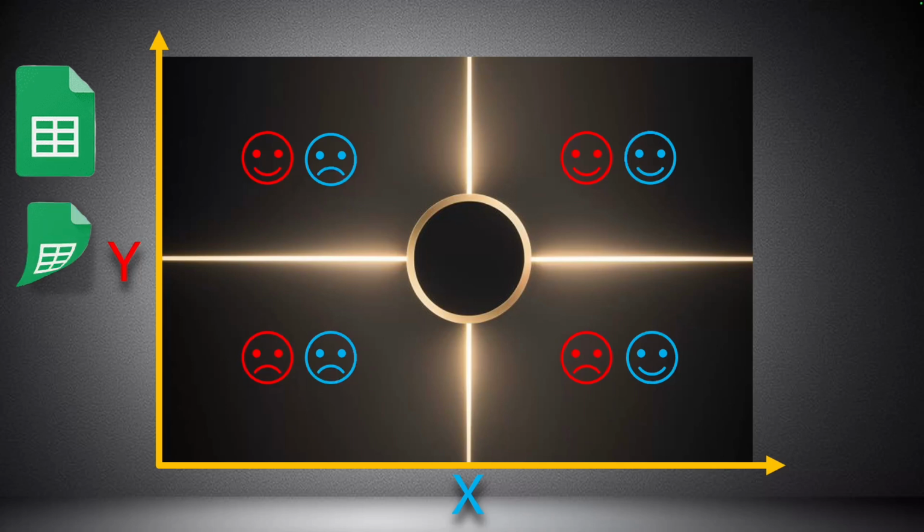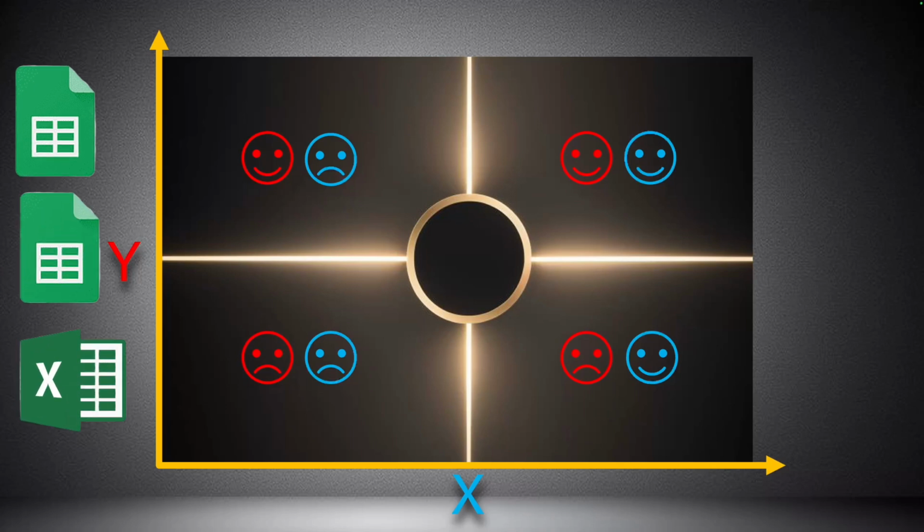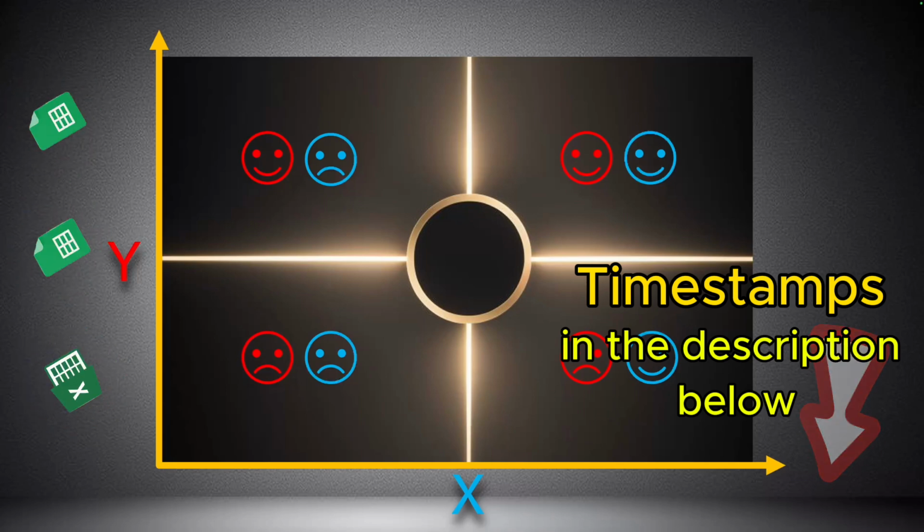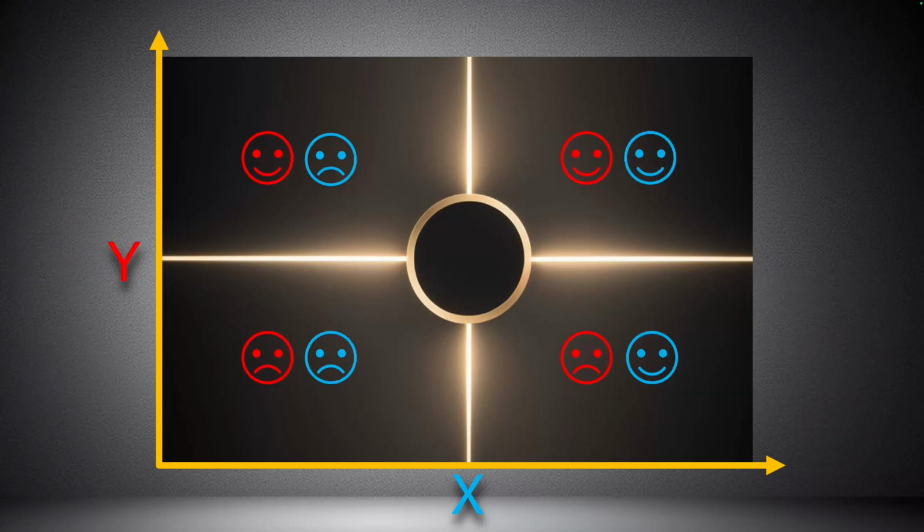I'll show you 2 methods in Google Sheets and 1 in Microsoft Excel. You can find chapter timestamps in the description below. Let's dive into method 1 in Google Sheets.